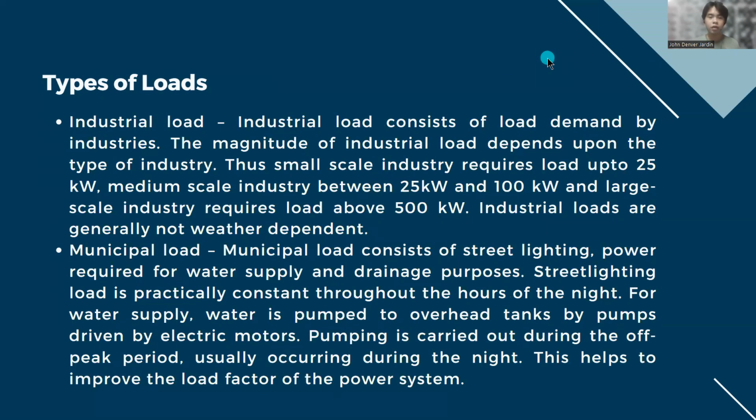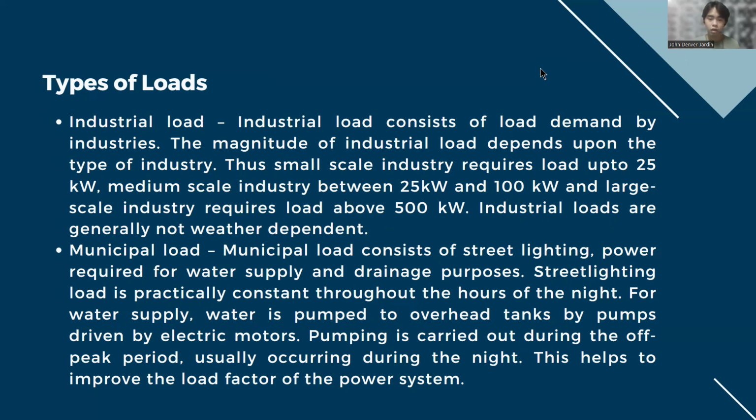Industrial load. Industrial load consists of the load demand by industries. The magnitude of industrial load depends upon the type of industry. Thus, small-scale industry requires a load up to 25 kilowatts, medium-scale industry between 25 kilowatts and 100 kilowatts, and large-scale industry requires a load above 500 kilowatts. Industrial loads are generally not weather dependent.